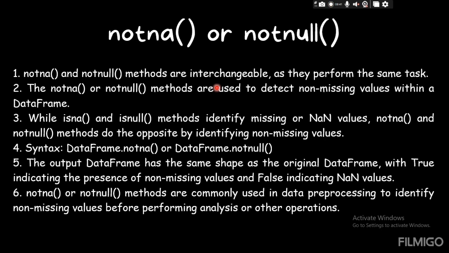So in the before case, we used the isNa and isNull methods with a purpose to determine whether the given element is a nan value or not. But notNa or notNull methods are used with a purpose to determine whether the element is not a nan or null value. So the remaining things are the same, meaning notNa and notNull methods are interchangeable, and these methods are commonly used in the data preprocessing step to identify non-missing values before performing analysis and other operations.